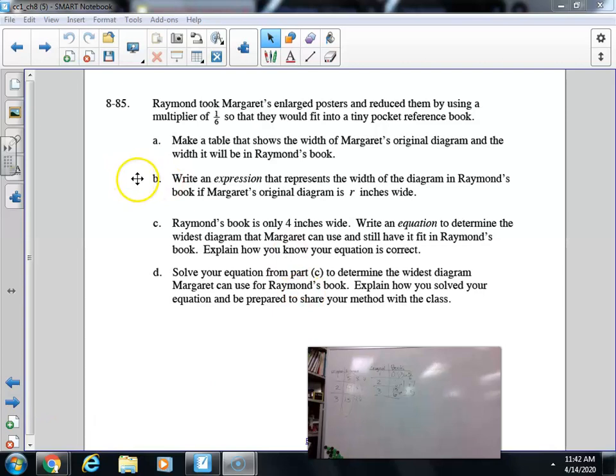So going back to question B now, it says write an expression. So remember, an expression does not have an equal sign. It just represents one part of an equation that represents the width of the diagram in Raymond's book if Margaret's original diagram is r inches wide. So remember that r represents an unknown. It could be any number, but it does represent the width of Margaret's original drawing.